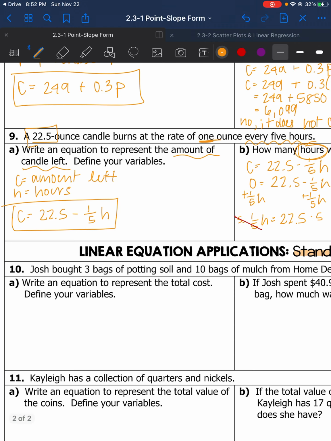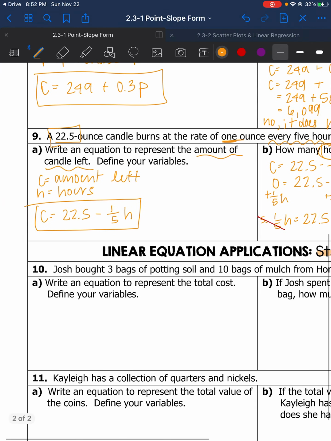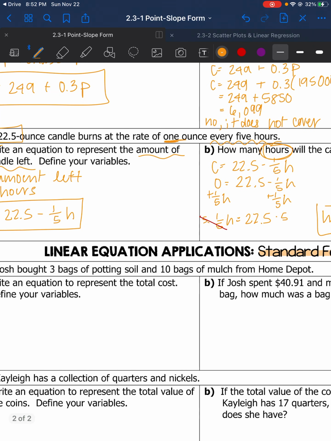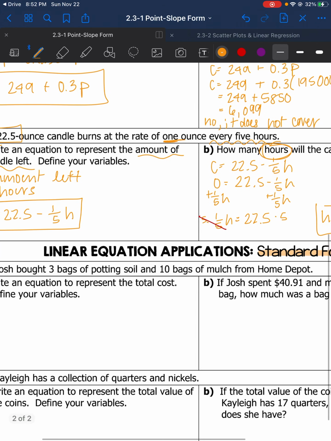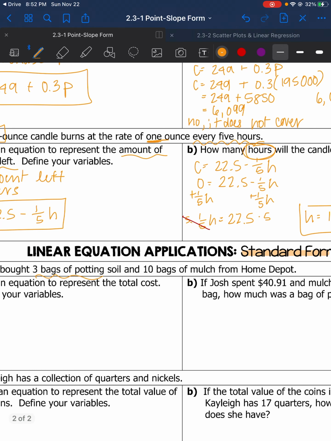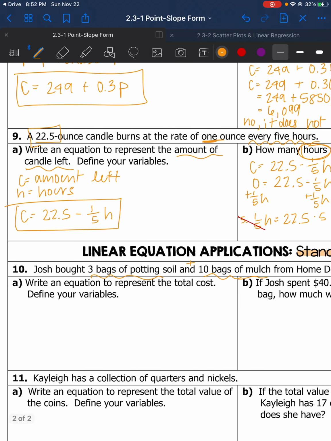Okay, so Josh bought 3 bags of potting soil and 10 bags of mulch from Home Depot. So we have 3 bags of potting soil, and, which means plus, 10 bags of mulch from Home Depot. Write an equation to represent the total costs. So we want to know T is our total cost.